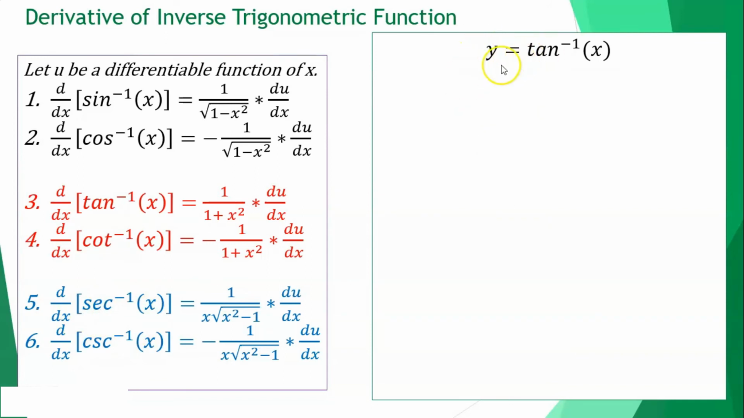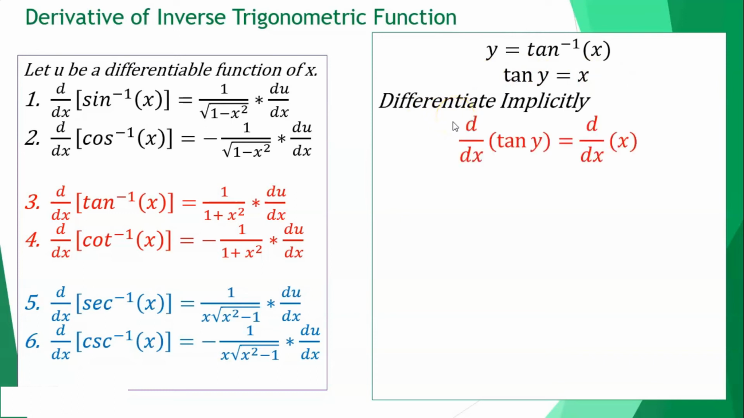Given y is equal to arc tan of x. So with this, we can rewrite this as tangent of y is equal to x. Now, differentiating implicitly both sides. So derivative of tangent y and derivative of x. So take note, derivative of tangent is secant squared y times derivative of y, which is dy dx. Derivative of x is 1.